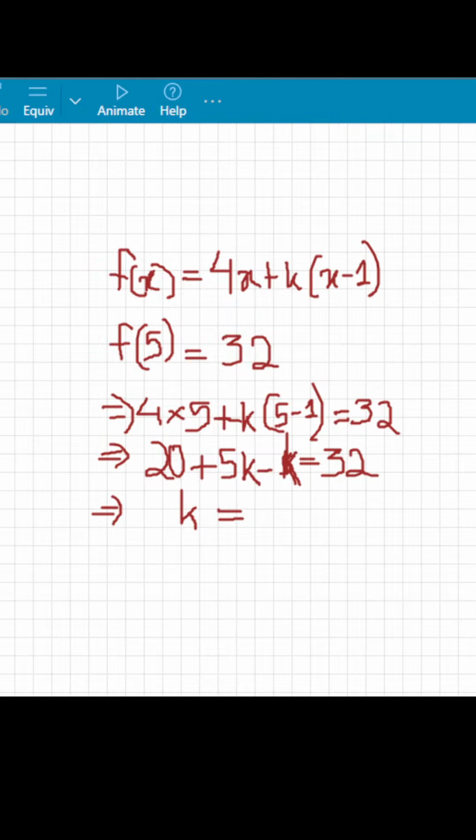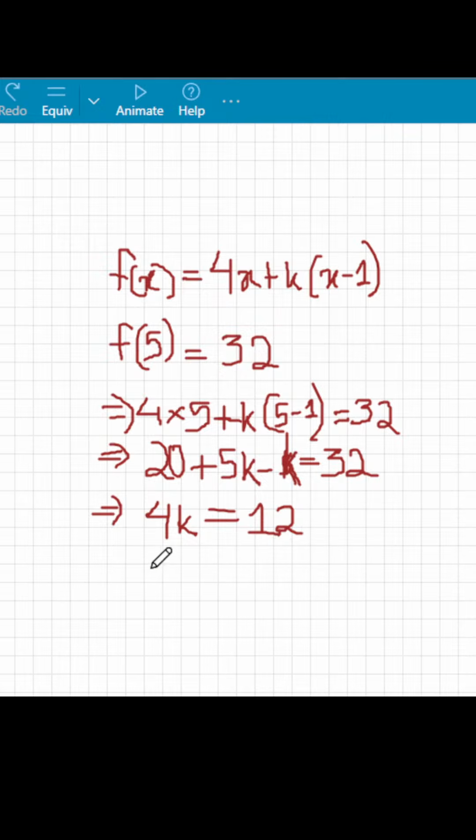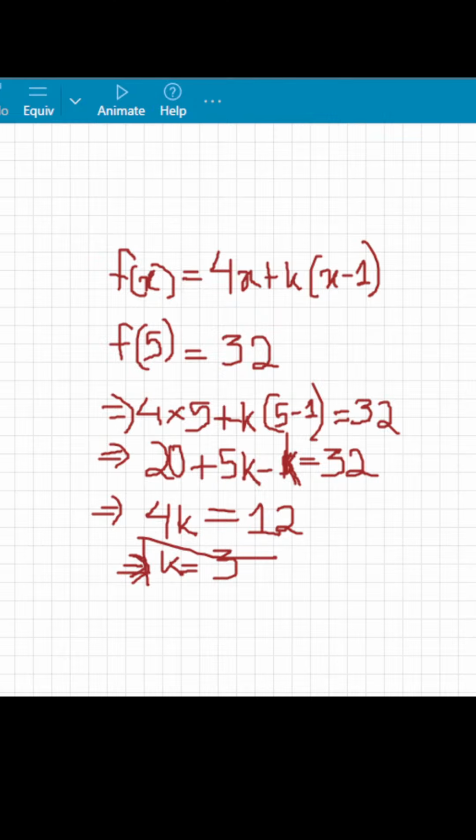So let me rewrite this. 4k is equal to 32 minus 20, that is 12, and then k will become 3. So k is 3, that is the correct value of k.